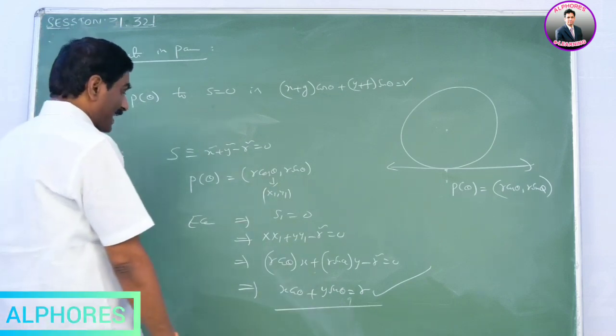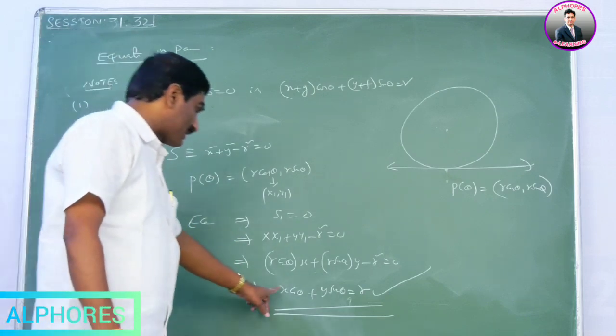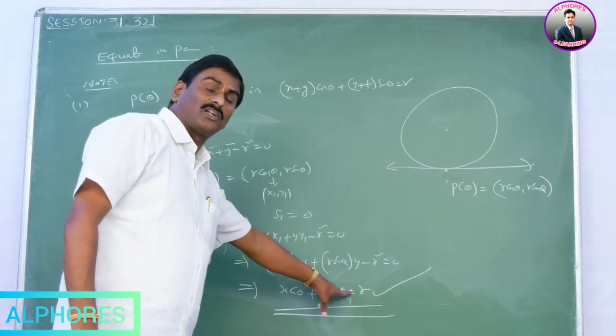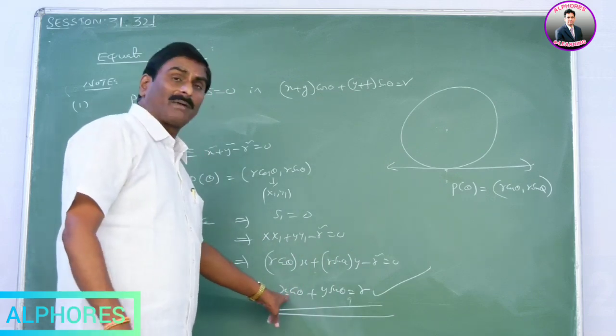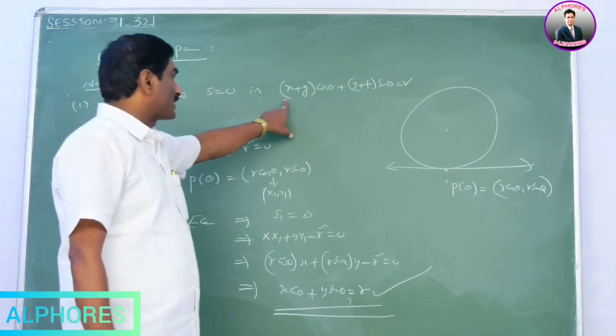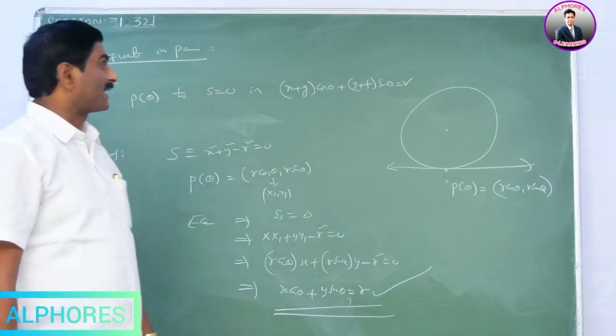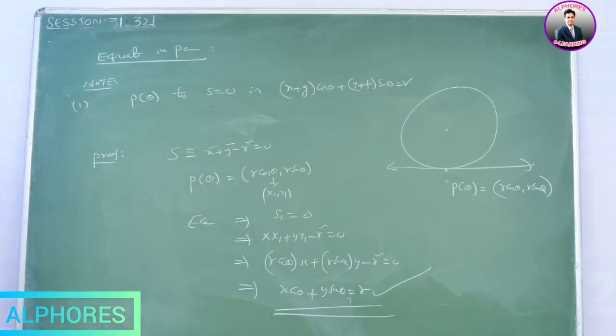So, in the previous case, the equation of the tangent at P of theta to the circle is x cos theta plus y sin theta is equal to r, as the center is 0, 0. Here the center is not 0, 0, it is minus g comma minus f. So, x can be replaced by x plus g, y can be replaced by y plus f. So, the equation of the tangent is x plus g cos theta plus y plus f sin theta is equal to r.